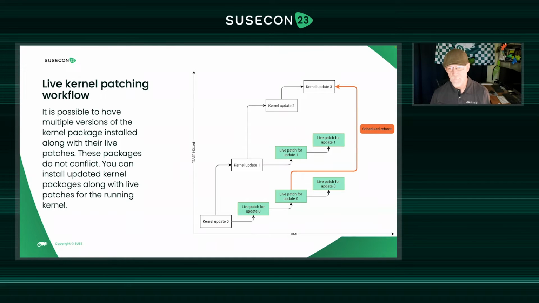And so in this example, we started off with kernel 0 and did the live patch for kernel update 0. We did about 3 of those. But on the second one, they decided to go ahead and pick the new kernel update, and then they just migrated up to kernel update 3, and they scheduled the reboot to get there. Okay.